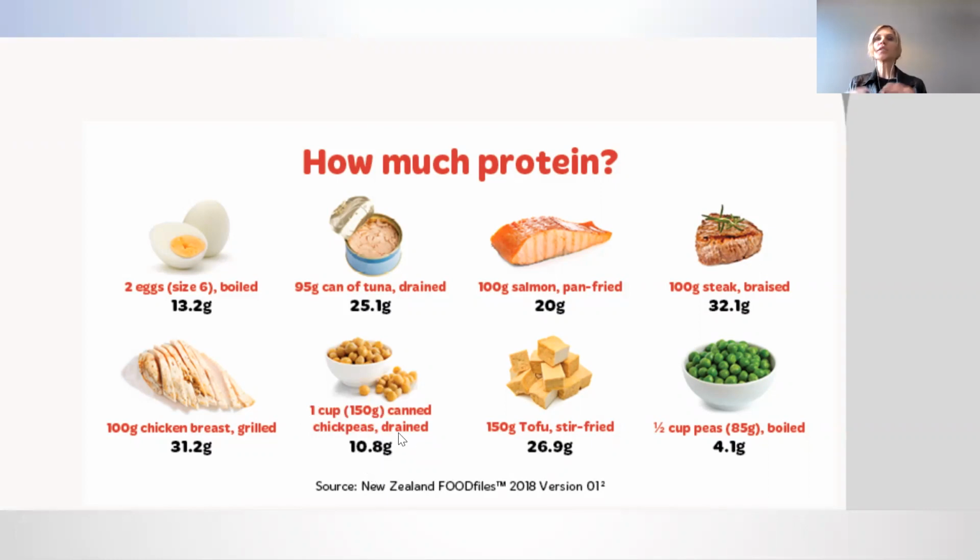But again, if you're just looking for protein without the carbohydrates, that's going to be your eggs, your tuna, so more of your animal products, salmon and steak. So these all, the nuts, the seeds, the chickpeas, tofu, and the vegetables will all come with some carbohydrates.